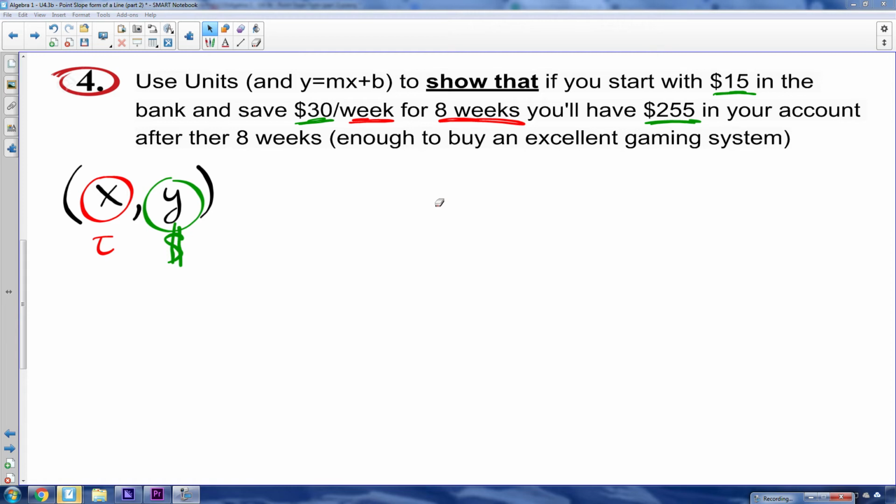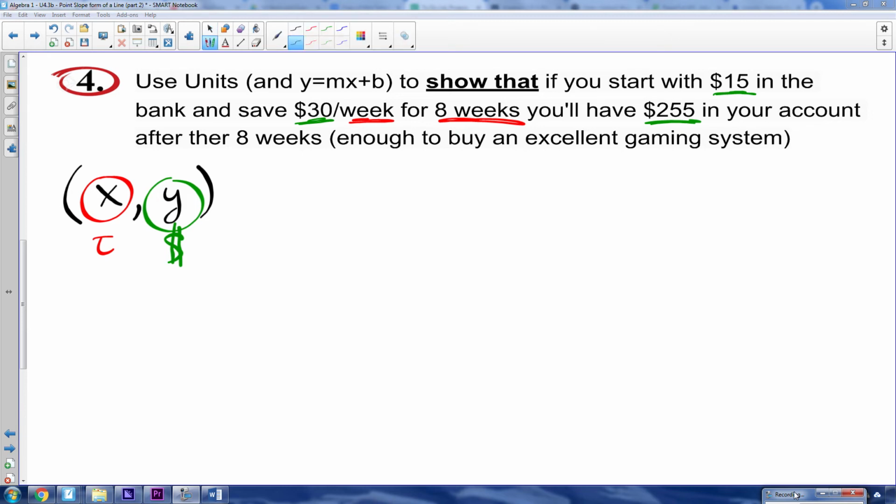How can we start with $15 in the bank and get more money when we're doing this? So let's check this problem out. All right, so let's just try to work on making an equation here. We see that we've color-coded the red for time or weeks and the green for money, and that's y. So we're going to use the y equals mx plus b format, and let's see if we can fill in some blanks here.